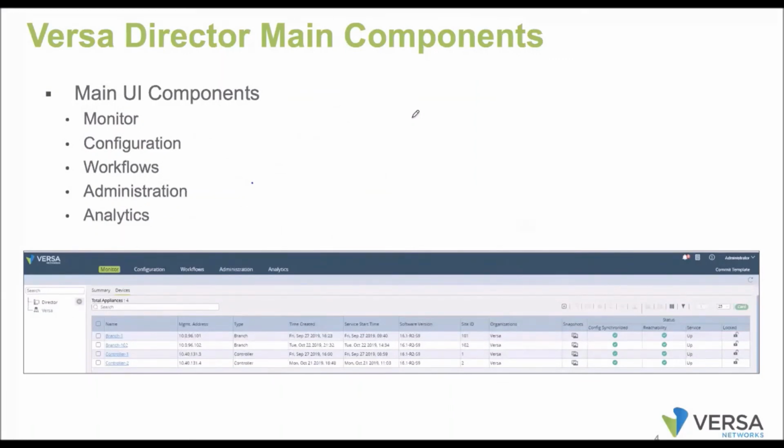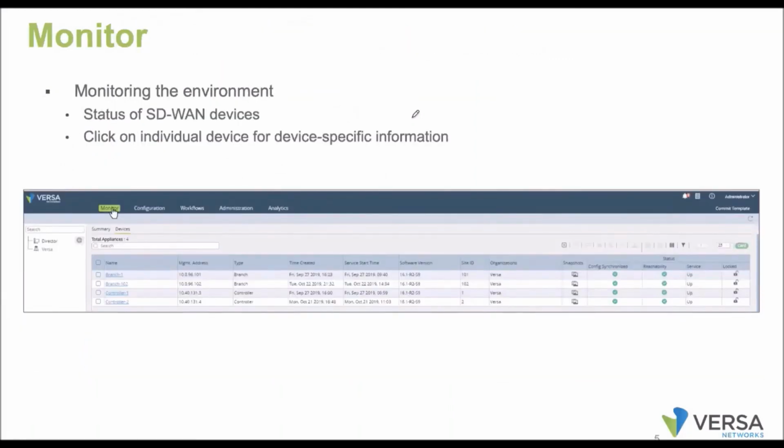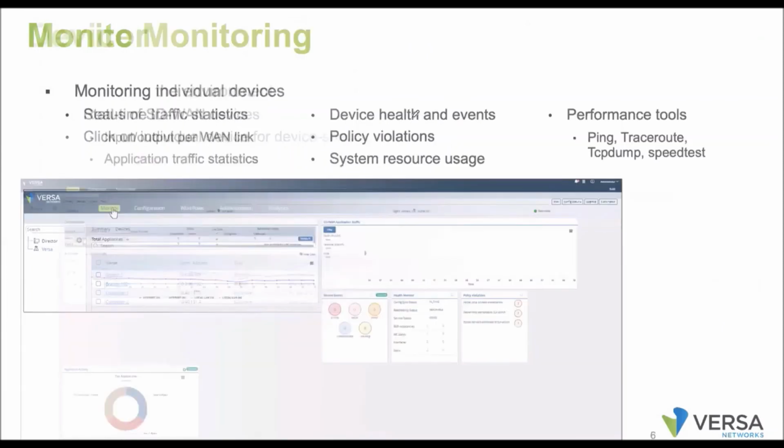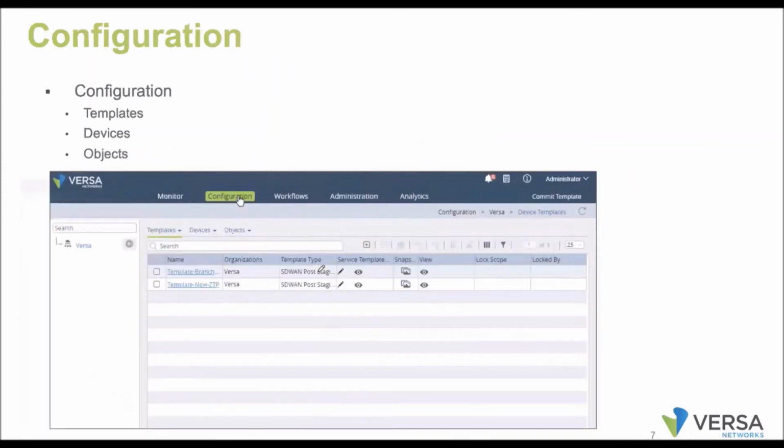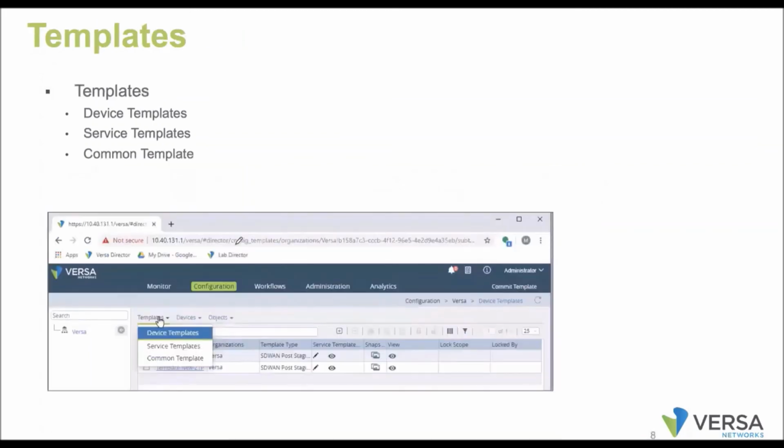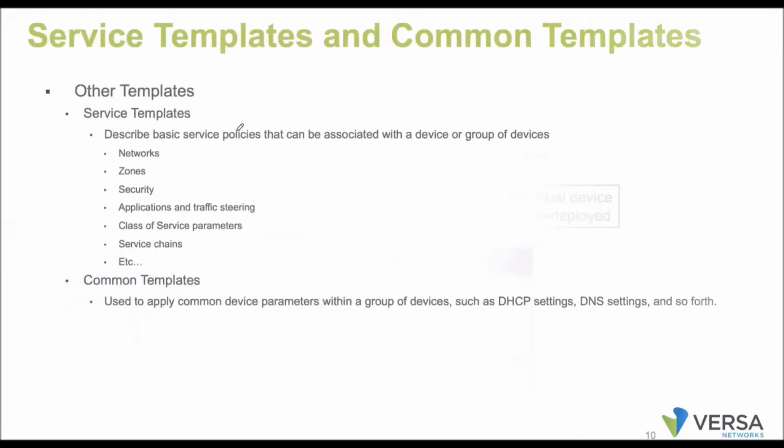Coming to the components, what we discussed actually: the monitor tab, so the real-time monitoring and device monitoring, where you can go to the respective device and monitor it. Then we can go to the configuration tab, which we are going to cover. Under the configuration, we have multiple options in the form of templates, devices, and then objects. We have different types of templates, and we are going to cover all these options. What is the device template, service template, and common template? We'll be seeing all these options.